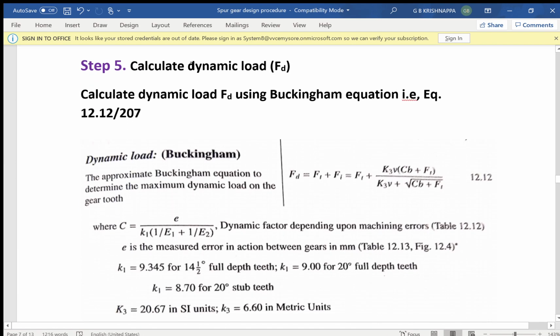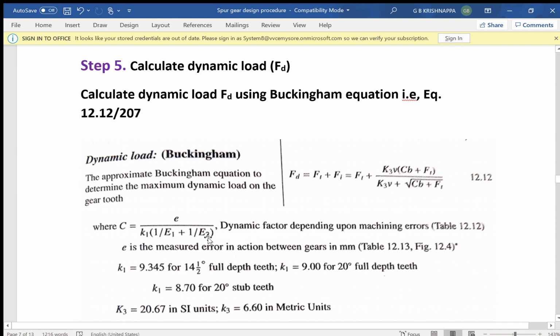Next, step 5, calculate dynamic load Fd by using Buckingham's equation, which is given here. So Fd is equal to Ft plus Fi. Fi is nothing but K3 into V into (C into B plus Ft) divided by K3 into V plus under root C into B plus Ft, where C is the dynamic factor that is given by E divided by K1 into (1 by E1 plus 1 by E2).